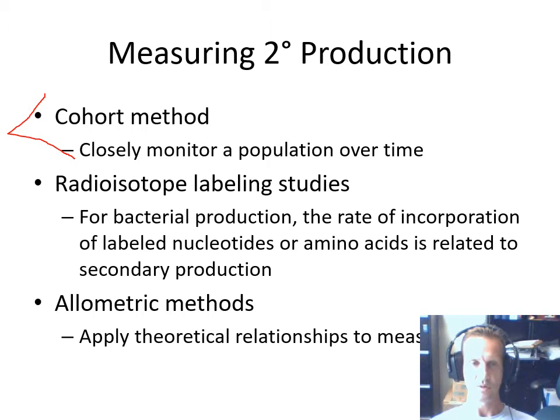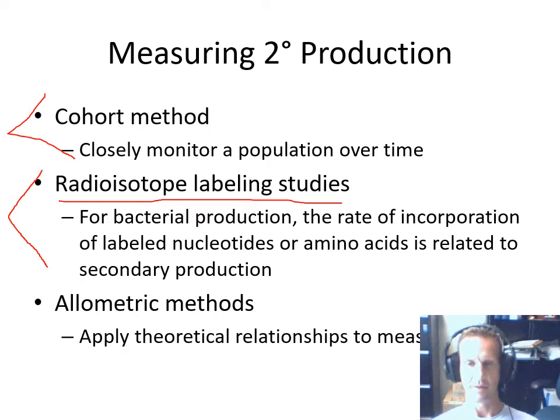Another thing that you can do with some organisms is you can label their food source with chemical tracers and figure out how much of the food source that you gave them has been incorporated into their bodies after a certain amount of time. And then you can use that to estimate their rate of secondary production, how fast they're converting their food into biomass of themselves. That's often done with radioisotope labeling, which I'll talk about briefly in a few slides.